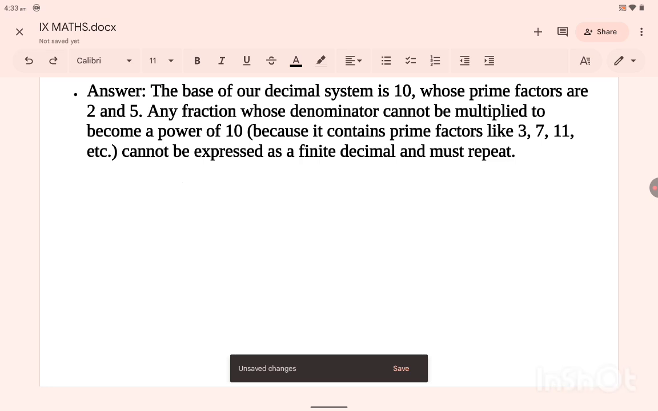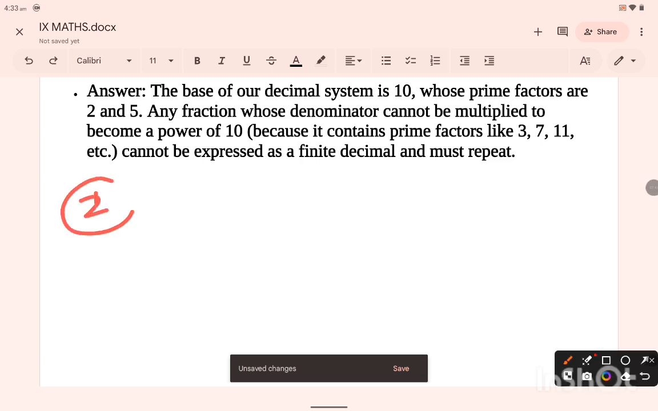Now, one more case we have: when the fraction is in simplified form and the denominator cannot be expressed in the form of 2 to the power of m into 5 to the power of n. That means the prime factors of the denominator are other than 2 and 5. In this case, the denominator cannot be expressed as a power of 10.